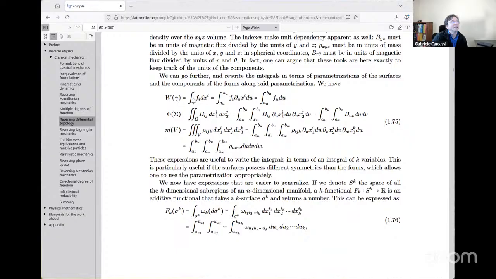So what you start with here is a form that essentially gives you a value for each direction.